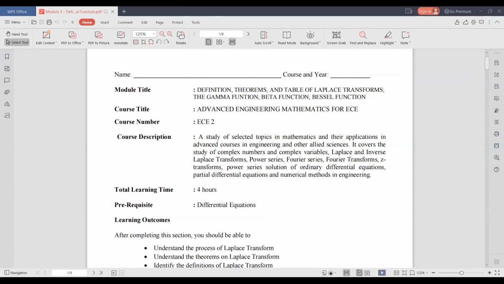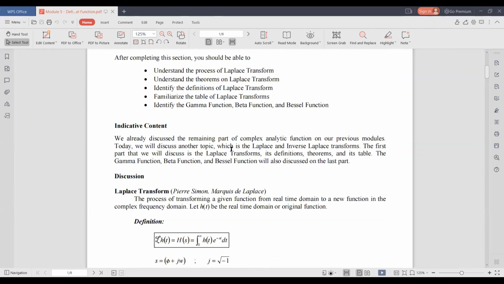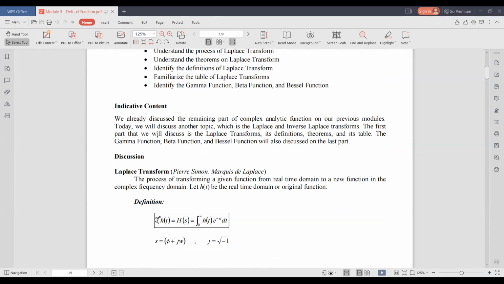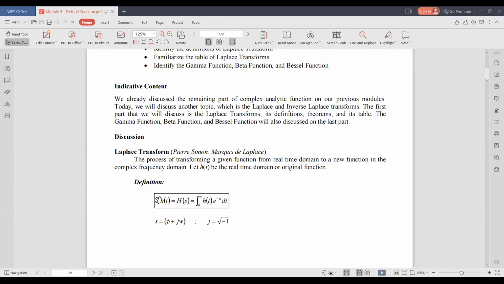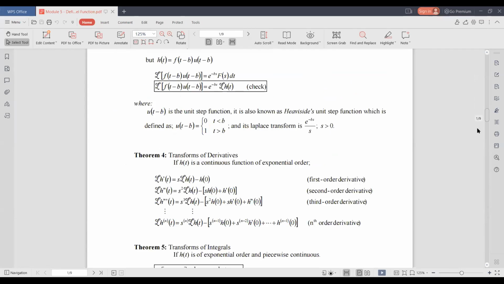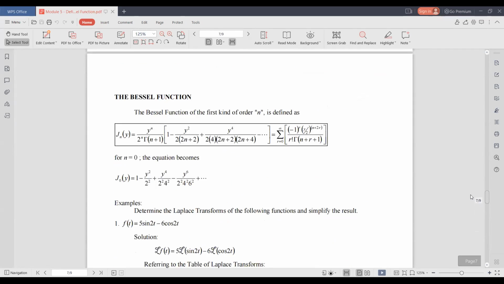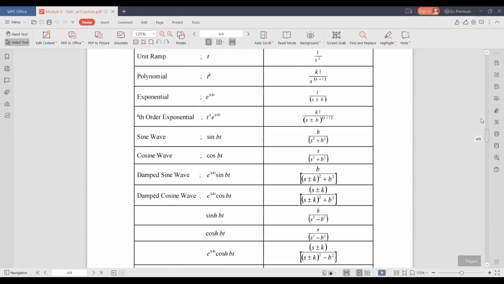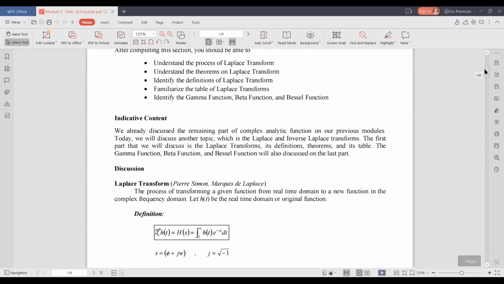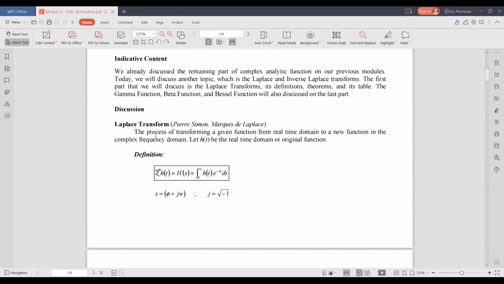Okay, so it is usually defined by a function. Tingnan natin. Laplace and inverse Laplace transform. Pero I think hindi pa na-cover dito yung inverse Laplace. I think this is until lang to, until Bessel functions. Yeah. Okay, Laplace transform.